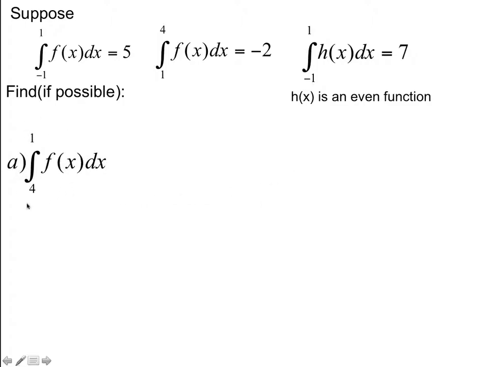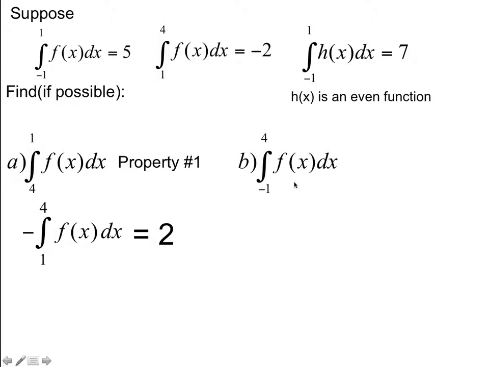Here, question A is saying, let's take f of x, and let's go from 4 to 1 instead of 1 to 4. Well, we know that property, it's property 1. We know that that is just the opposite value of what we see here. So I can use property 1 to put a minus sign here and switch my bounds to make it look like this. And so I'm going to take the opposite of this answer, which is 2.